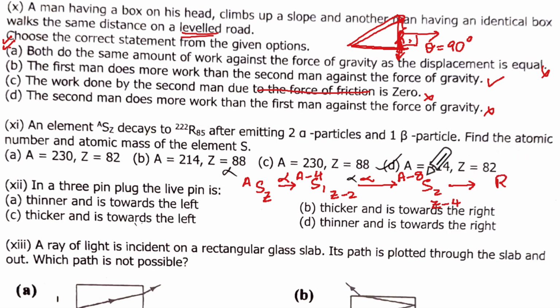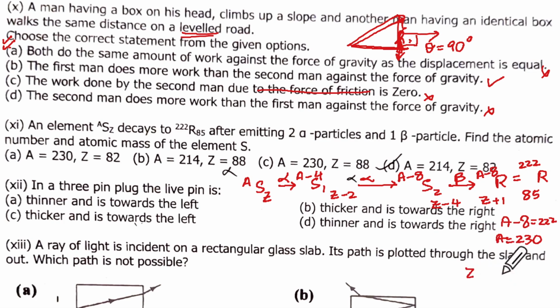R after emitting a beta particle. So A minus 8 will remain the same, and Z minus 4 plus 1 means Z minus 3. But this is equal to R, 222 and 85. Okay, so A minus 8 equals 222, so A is equal to 230.